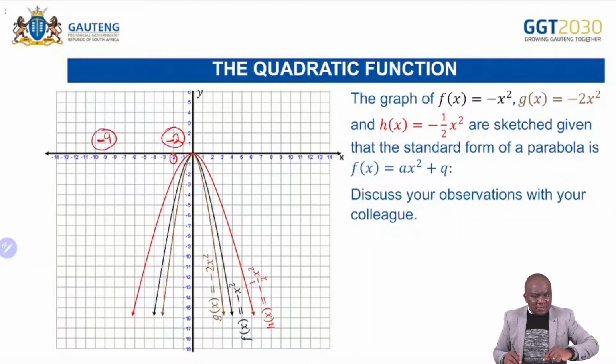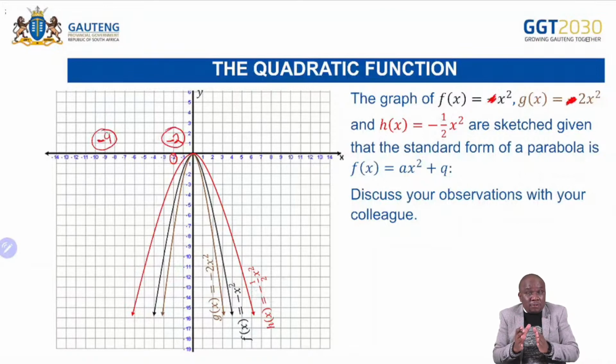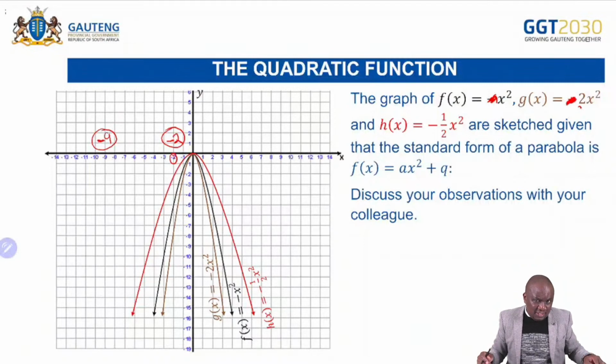Or let's do it like this. What you can do, just ignore the signs. Ignore the signs. Just ignore this and ignore this. And look at the values of A without the sign. This one is 1, this one is 2. The one with 2 must be narrower than the one with 1. The signs are just for the shape. Concave down, concave up. That can assist, isn't it?